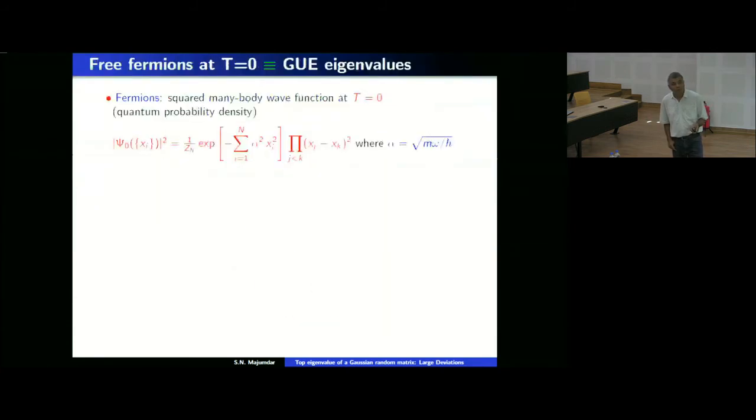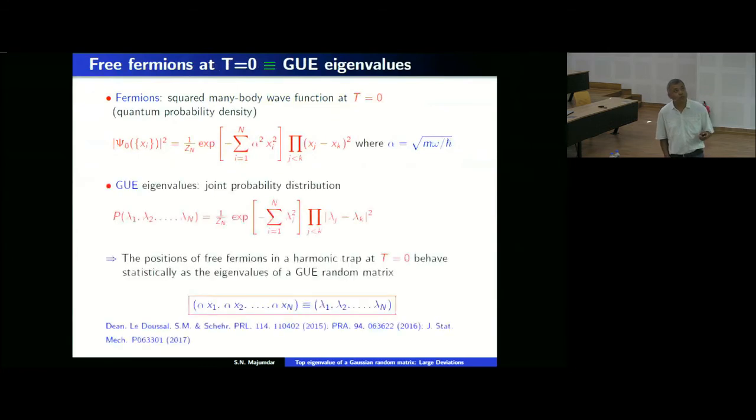So let's look at these two problems. So for the fermion, ground state wave function square is of this form with alpha equal to square root of m omega by h bar and xj minus xk square. Whereas in the GUE eigenvalues, that's why the beta equal to 2. So you see that this is, again, the Gaussian form times the Vandermonde square. Okay. But the nice thing about this exercise is you actually understand where this guy is coming from.